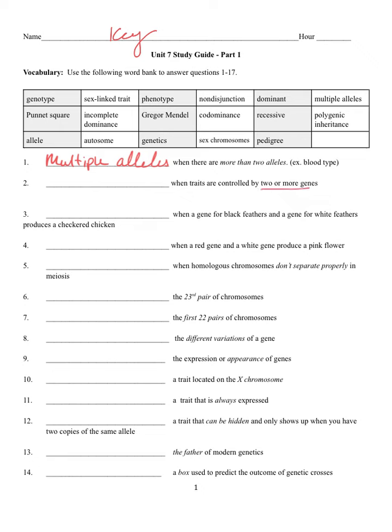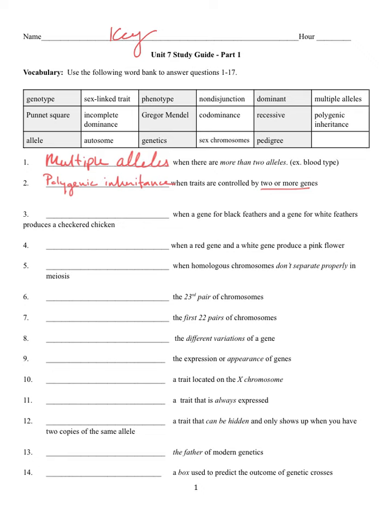Number 2 wants to know what type of inheritance pattern it is when the traits are controlled by 2 or more genes. And those are polygenic inheritance patterns. So you'd see polygenic inheritance with traits that have more than one gene, so like skin color or hair color or eye color and some of those other types of traits.